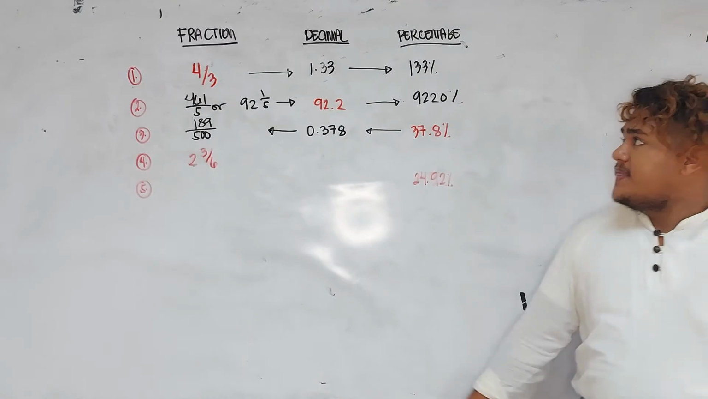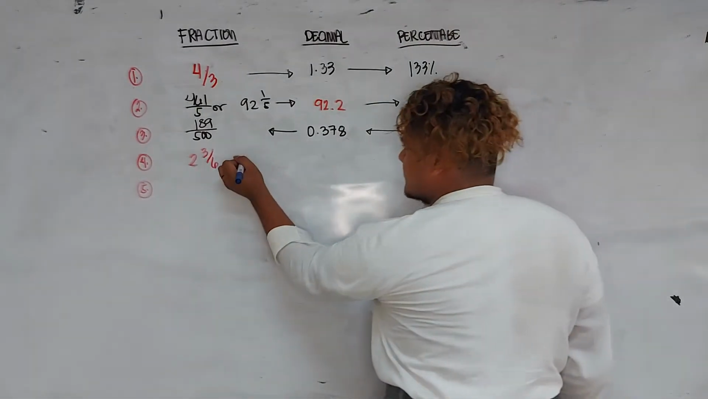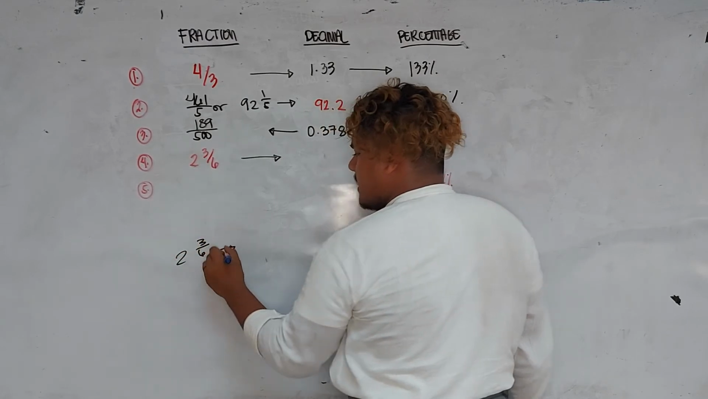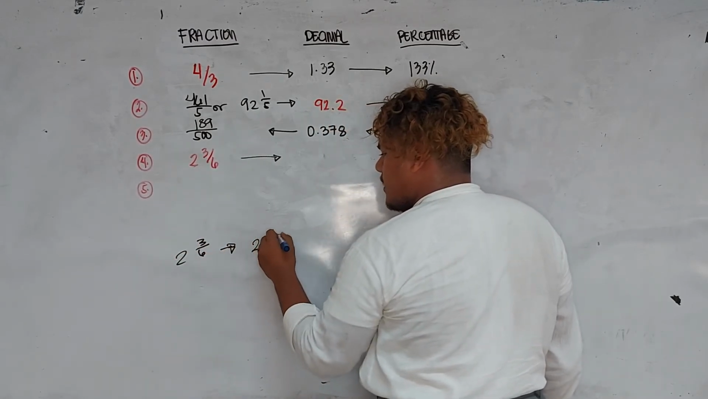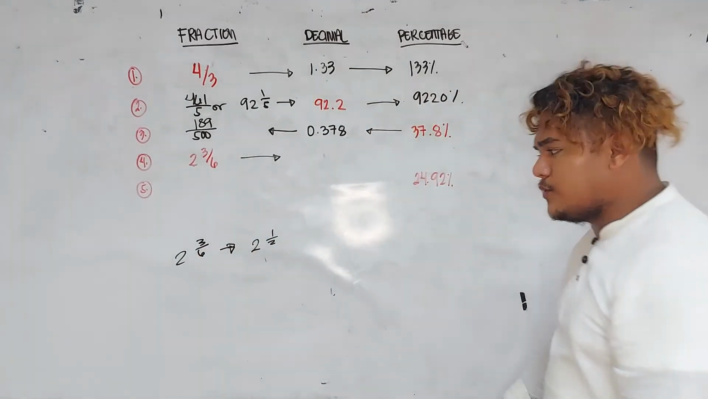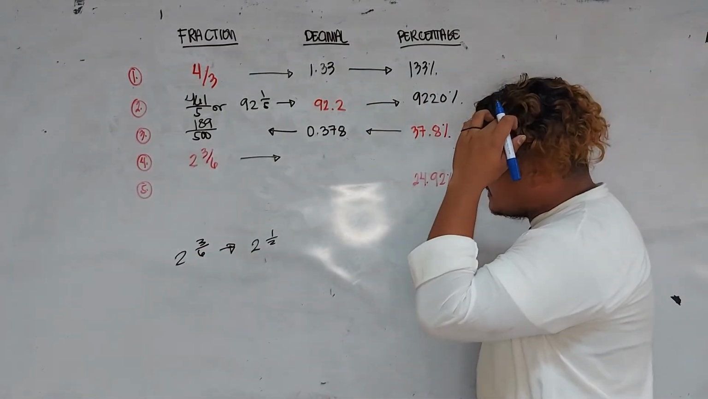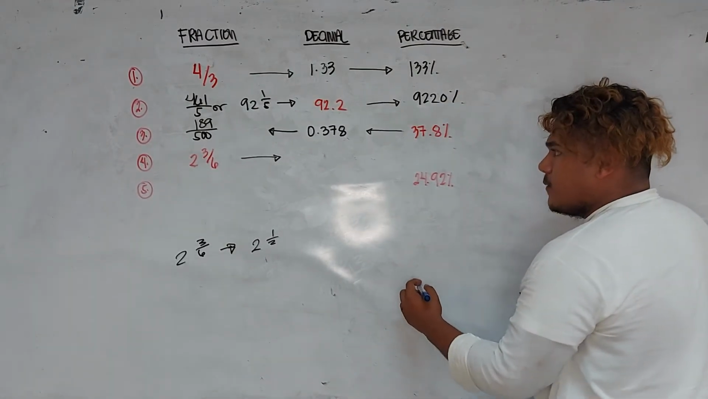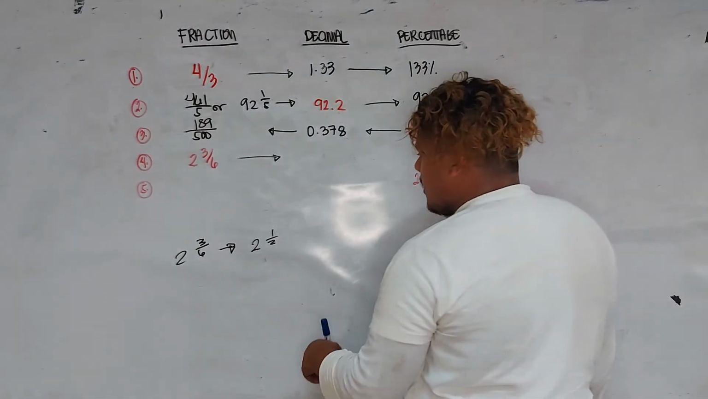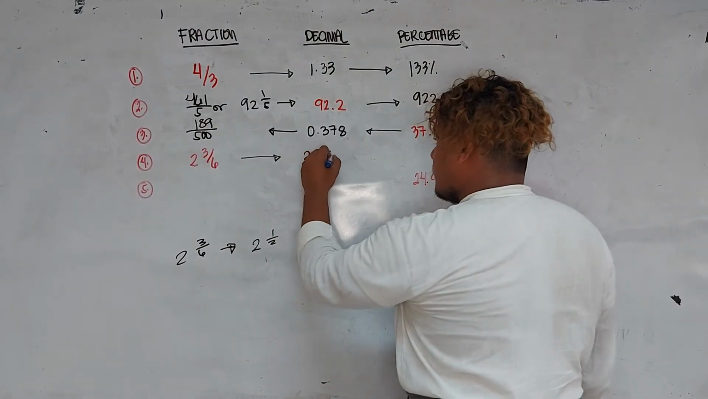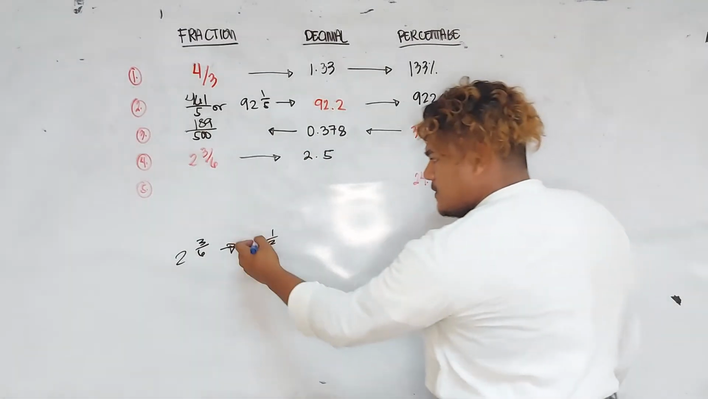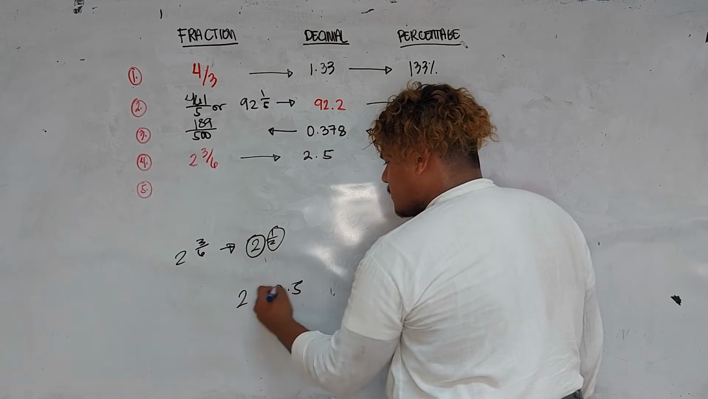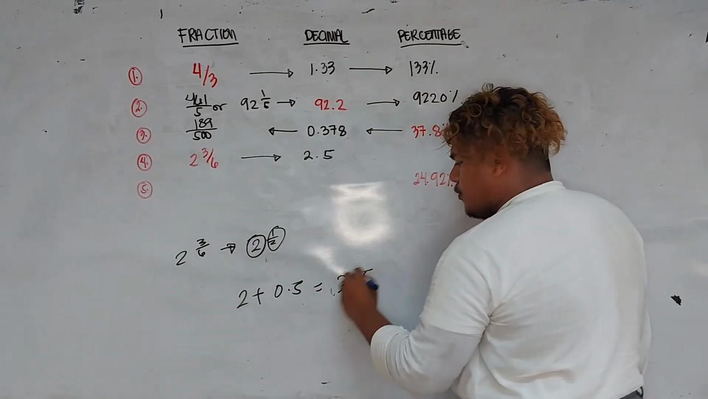How about for number 4? What is the decimal equivalence of 2 and 3/6? Remember, 2 and 3/6, in its least form, is equal to 2 and 1/2, because 3/6 is just equal to a half. So if we are to get the decimal conversion of this number, what is it? 2.5. Because 2 is a whole number, thus it is 2. 1/2 is equal to 0.5, so 2 plus 0.5 equals 2.5.